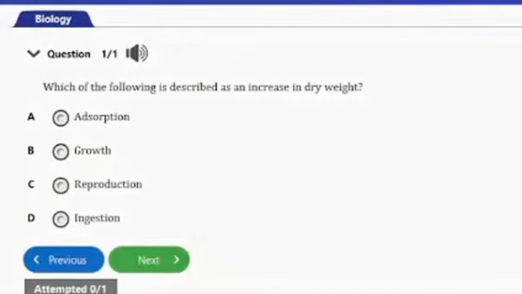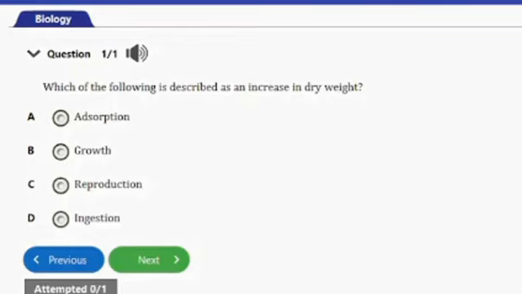In today's video, we have just this one question to answer on the topic concept of living. So this video will be about growth. So guys, in short, at the end of this video, you will have just this one question to answer. So the question here says, which of the following is described as an increase in dry weight? We have A, absorption, B, growth, C, reproduction, D, ingestion.